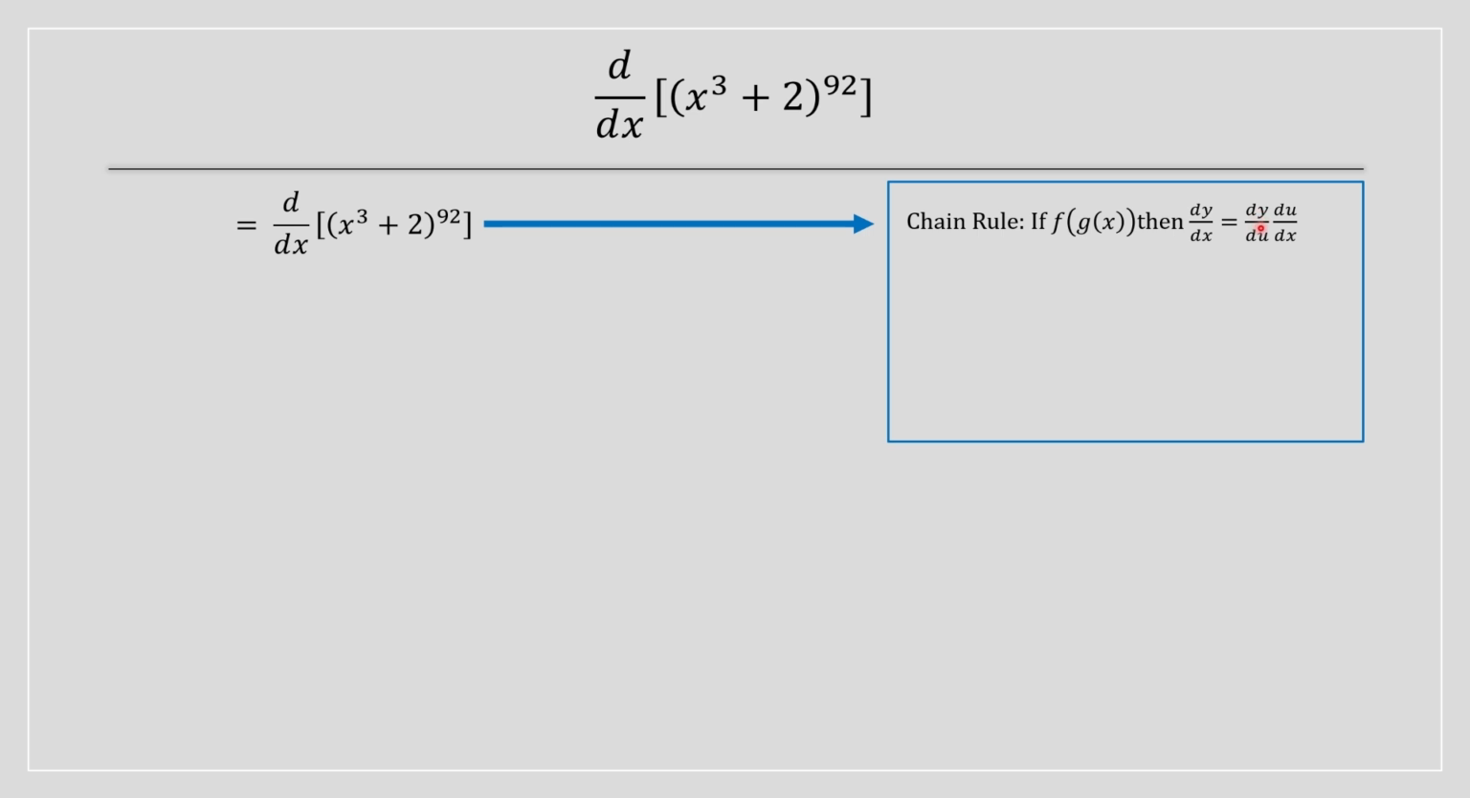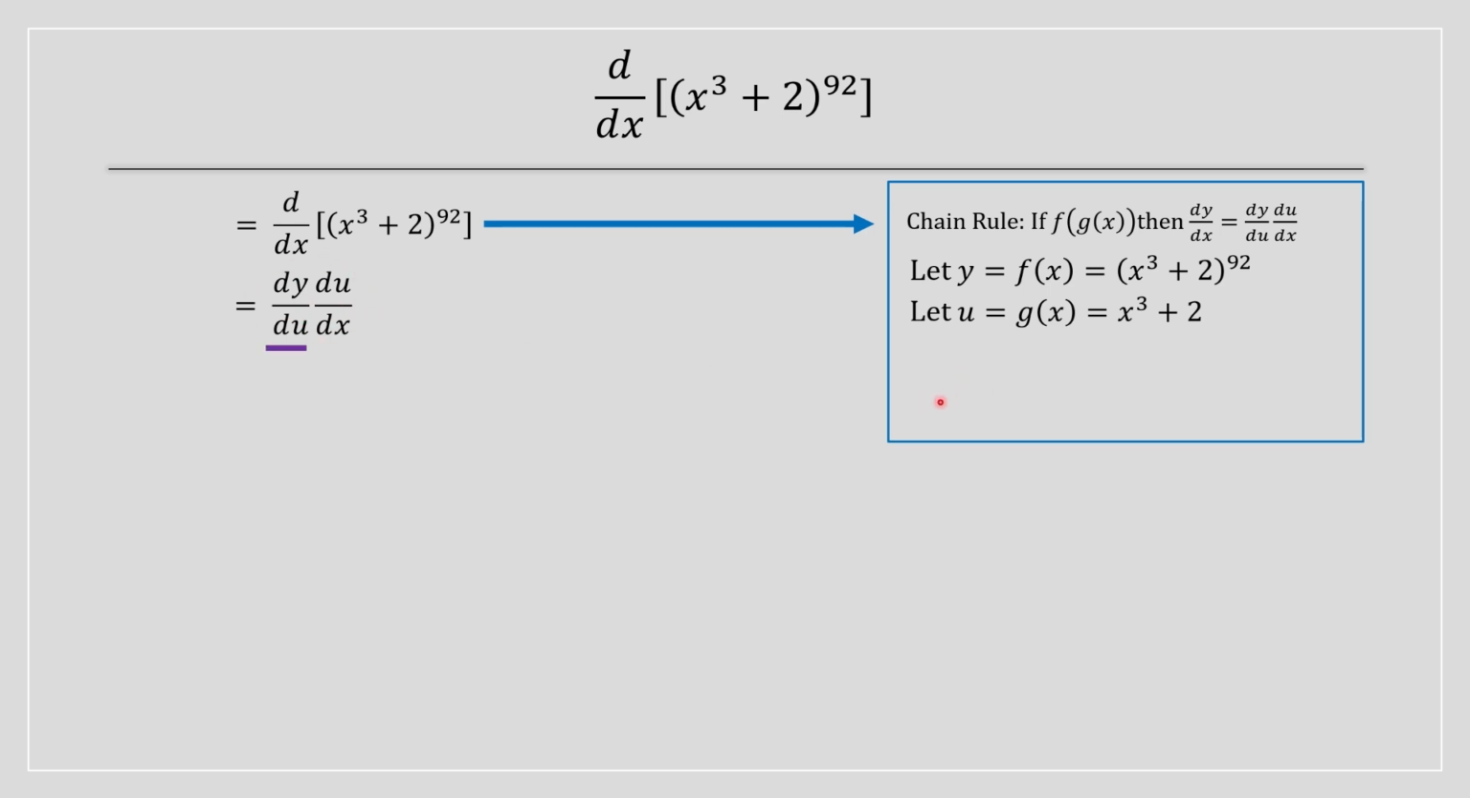So we know that y, right? y is the whole function. It's basically the whole thing. So the whole thing is what? It's this. It's x^3 plus 2 to the 92. And we know that u, or g of x, is basically what's inside. And what is inside of here? It's x^3 plus 2. So we write it over here. Then we write over here. This is the rule we're going to apply, right?